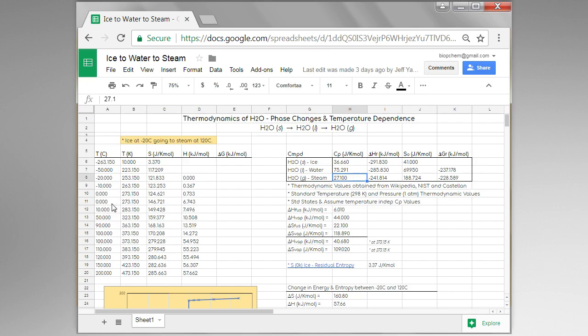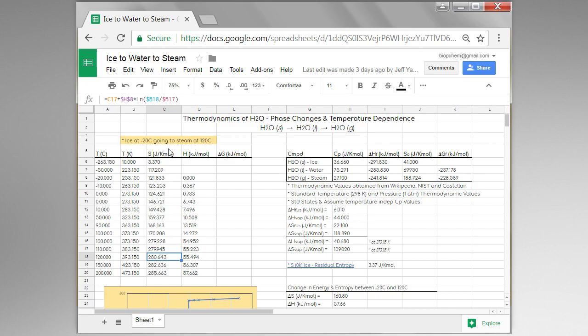And so you can see that's what I've done here. These are continuous, and then it has a discontinuous jump at 0, which is the delta S of fusion. And then you go along continuously, and it has a discontinuous jump here at 100. And then we go to 120. And I've gone a little further on each bound.